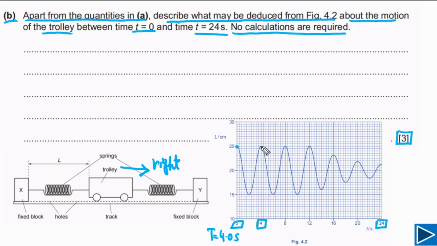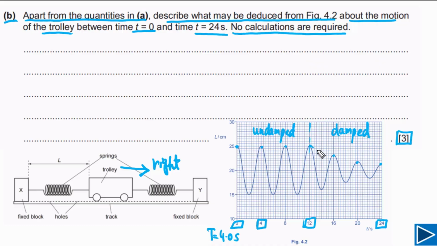Now, if you look at the amplitude of oscillations, we can see that until t is equal to 12 seconds, the amplitude of oscillations is constant. So this motion is undamped. Initially the motion is undamped until here, but after that the amplitude is decreasing. So this is damped motion, or you can say oscillations are damped.